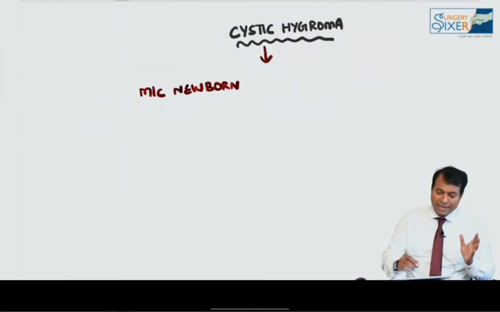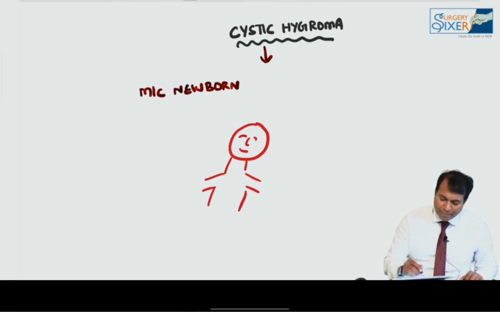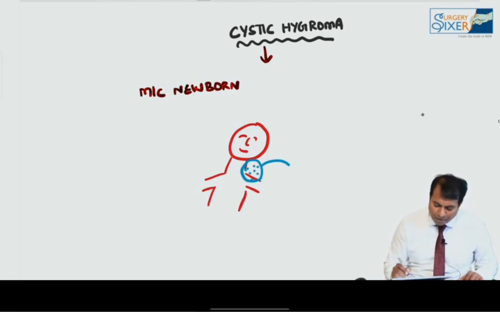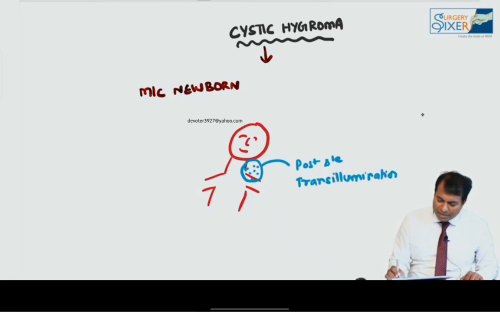So cystic hygroma is not like that. It presents in the newborn period itself. Let's assume there's a newborn baby. They will present you with a huge cystic swelling in the posterior triangle, which will have excellent transillumination. Brilliant transillumination is seen.